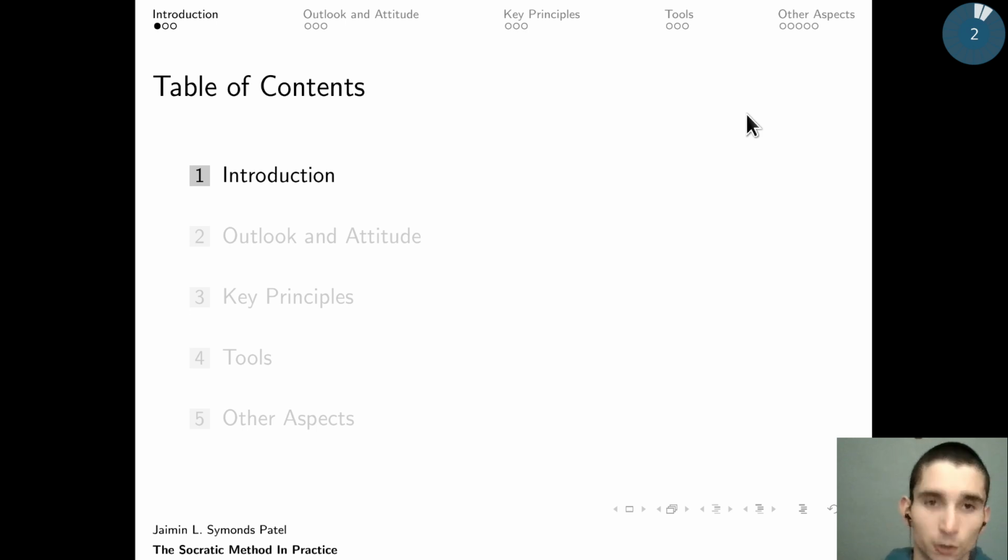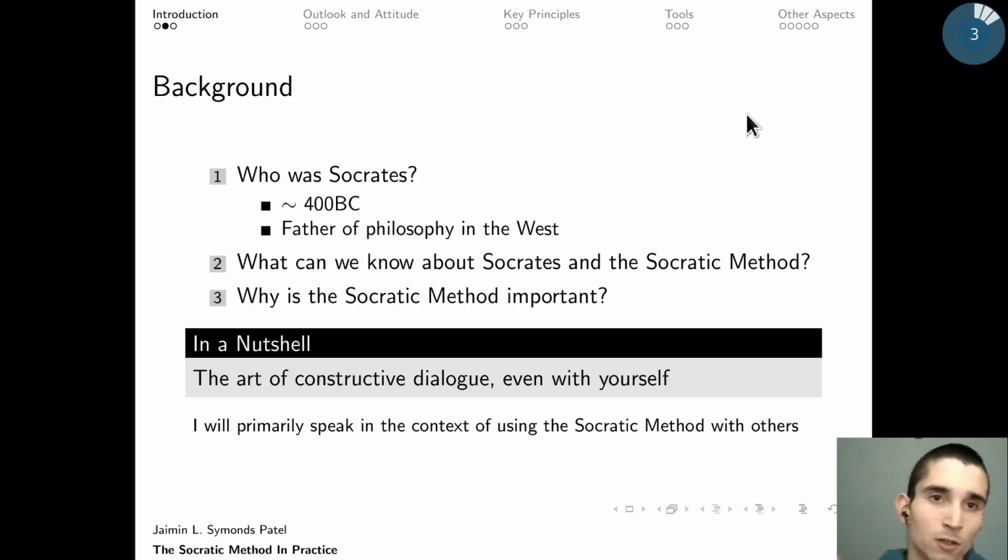So for an introduction, just to look at a bit of background, who was Socrates? He was an ancient Greek philosopher who lived roughly 400 BC, and he's considered to be the father of philosophy in the West at least.